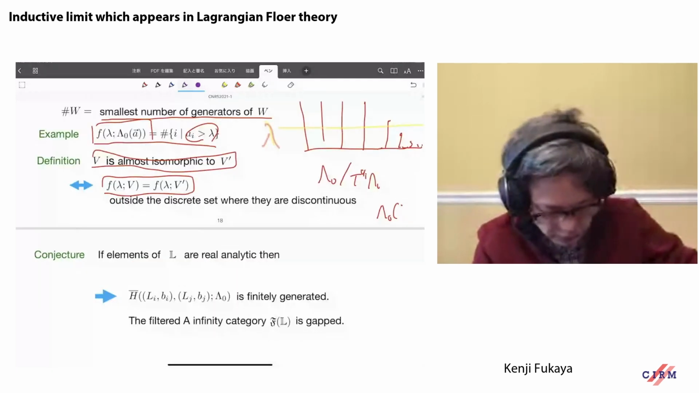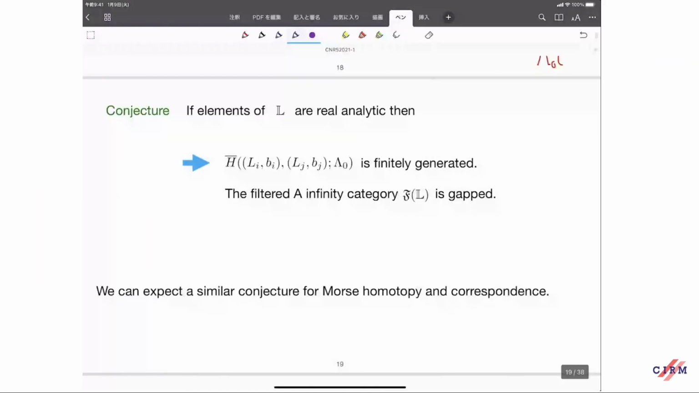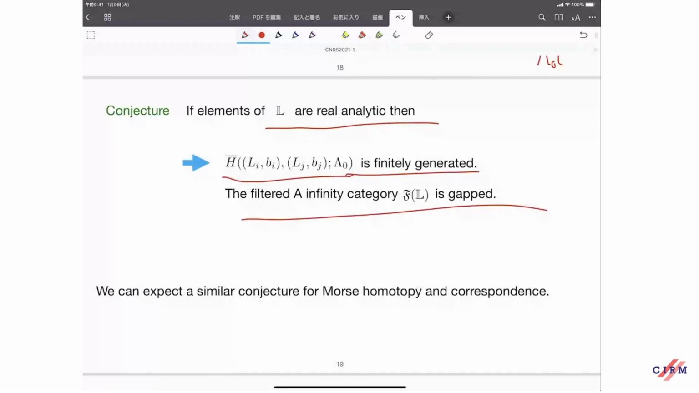Okay, I just want to mention one conjecture: if this Lagrangian submanifold is real analytic, then this completed Floer homology is finitely generated, and this infinity category is actually gapped, but I cannot prove it.